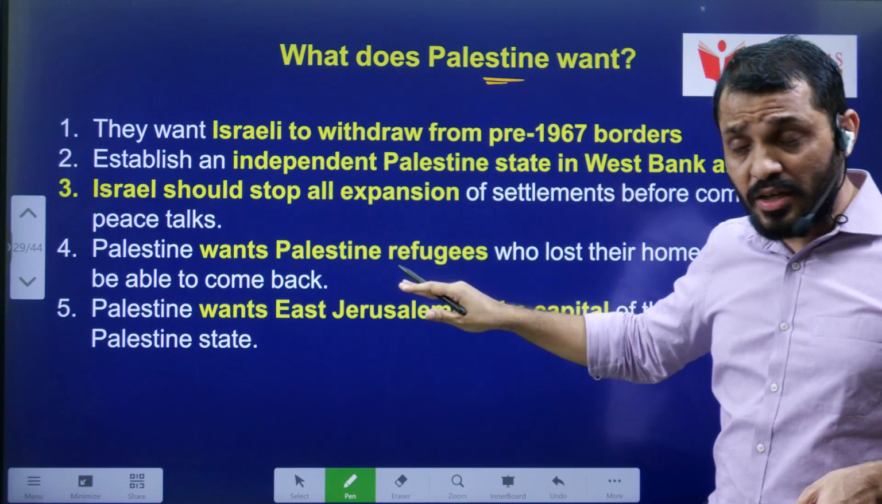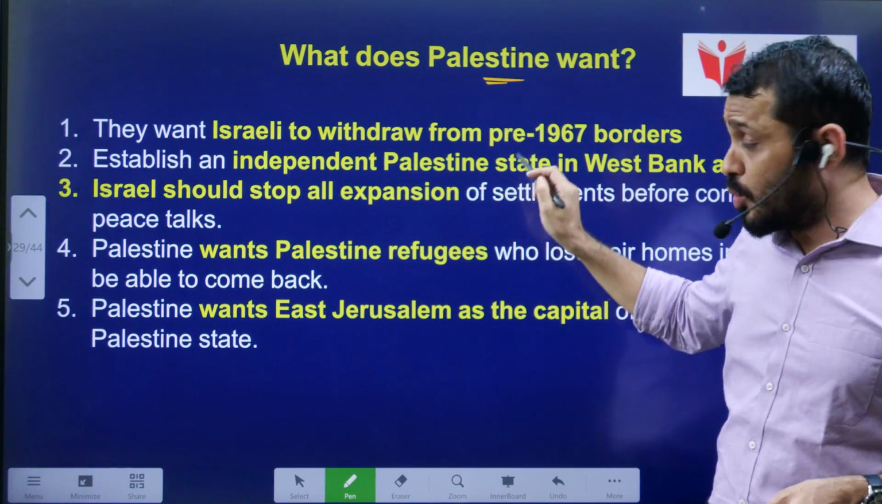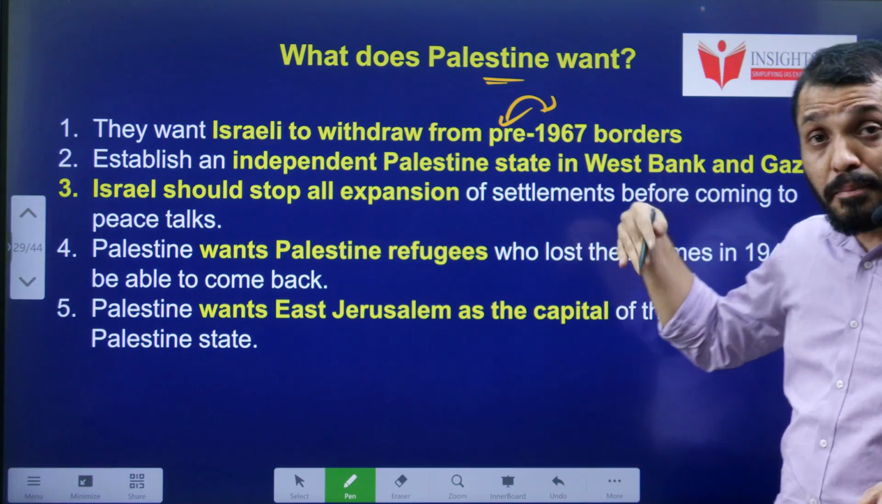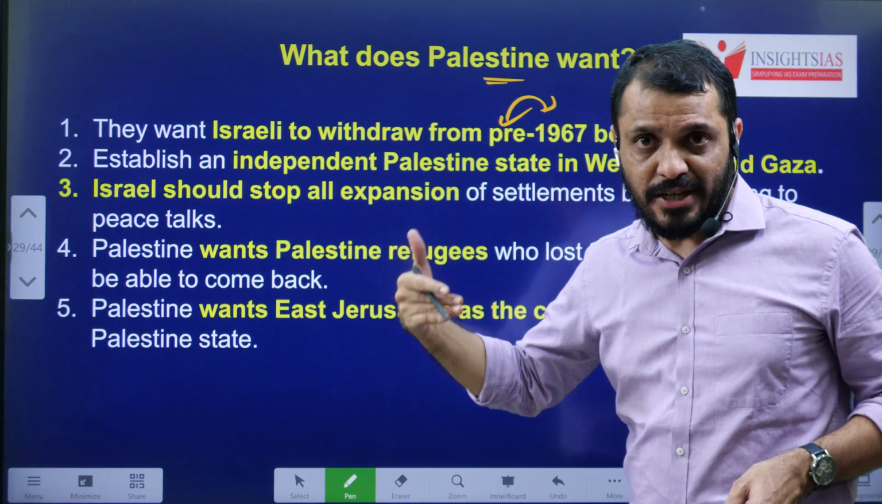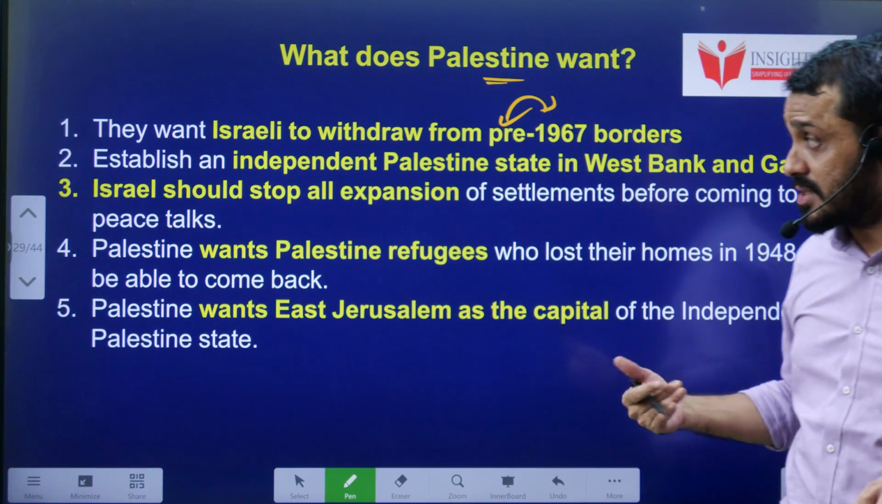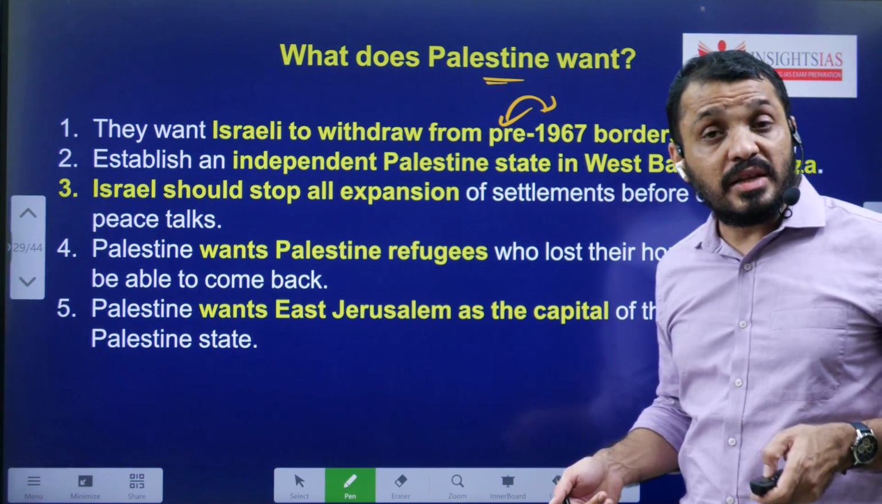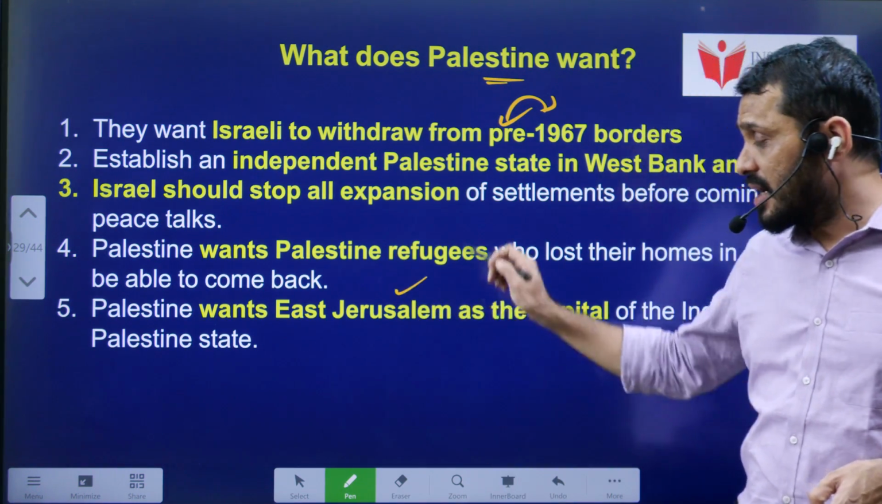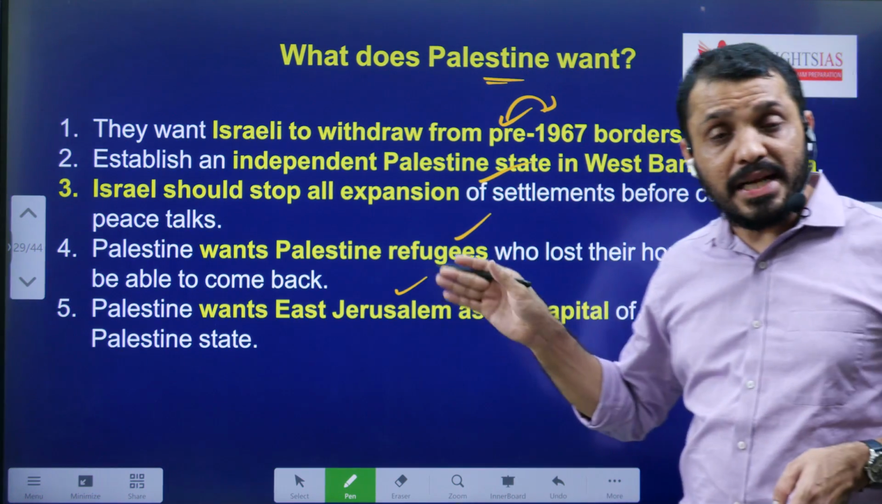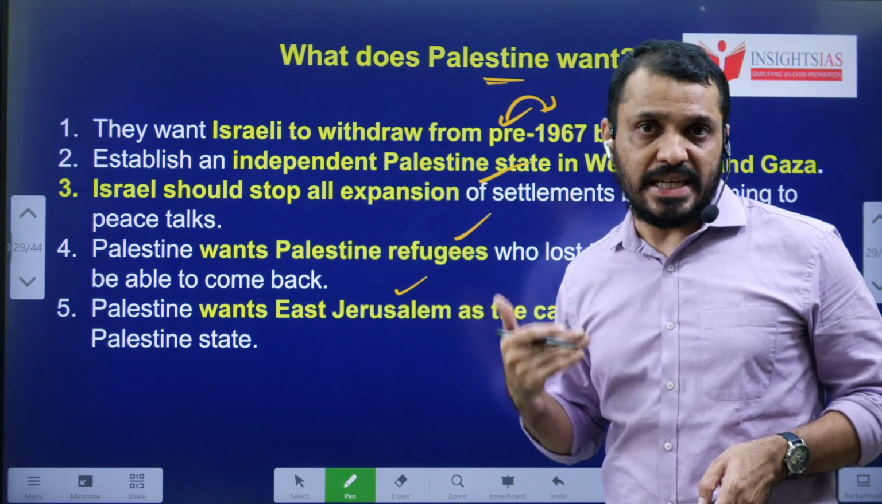Now, in this entire thing, what did Palestine want? They wanted their country as it was pre-1967. They wanted East Jerusalem back. And they also wanted the Palestinian refugees to be settled.